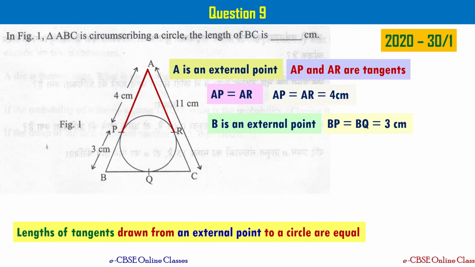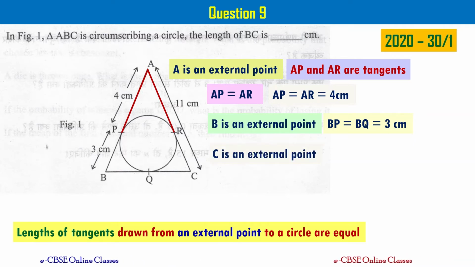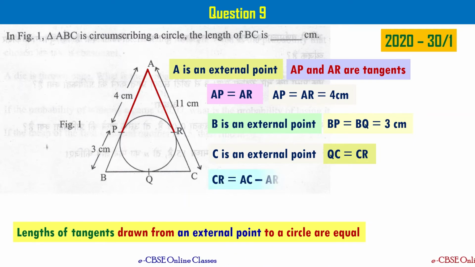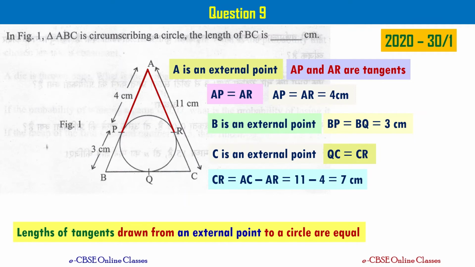Now, if you observe the figure, you can say that C is also an external point to the circle, and two tangents were drawn from point C also, right? Those are CQ and CR. Their lengths are equal. If you observe, AC is given as 11 centimeters, and we know that AR equal to AP equal to 4 centimeters, right? So CR is the remaining length. So CR can be written as AC minus AR, that is 11 minus 4 equal to 7 centimeters.